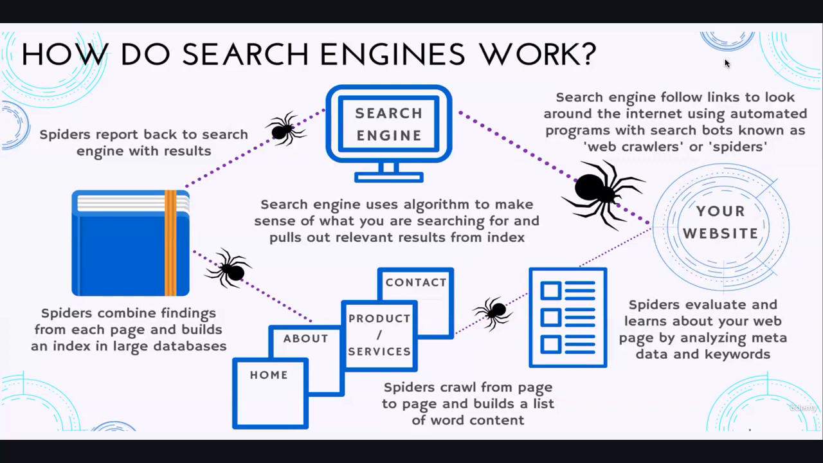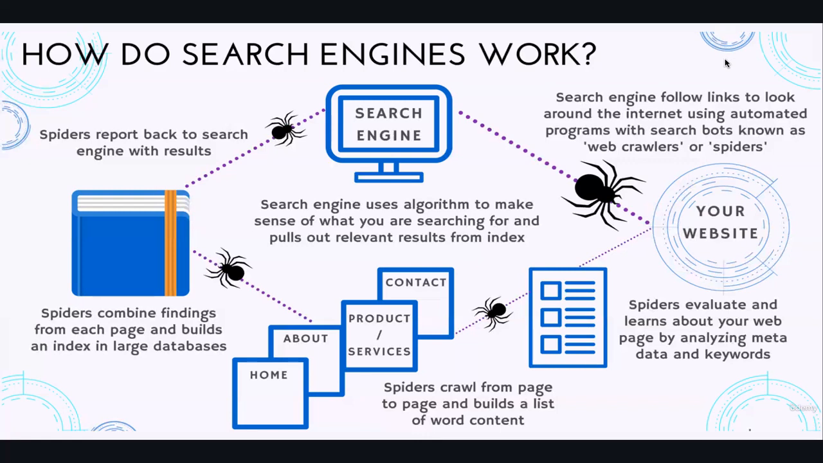If you look at the image below, it gives you a list of the pages. It's giving you an example. It's crawling all the pages: home page, about page, product service page, contact page, etc. Next, spiders combine findings from each page and build an index in large databases. So they took all the notes and now they're going back.